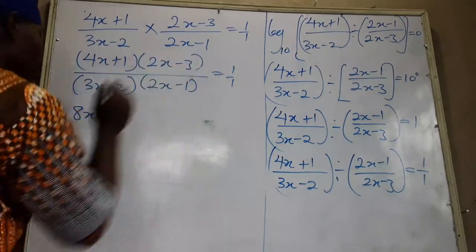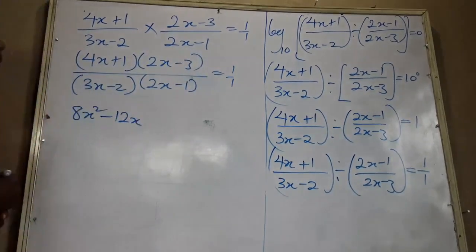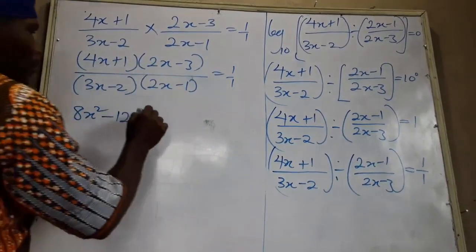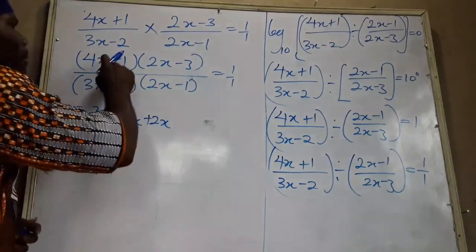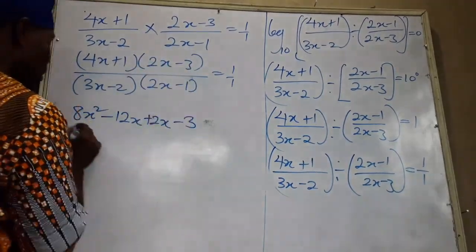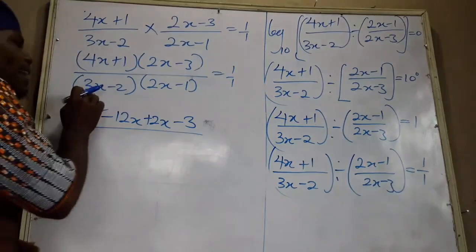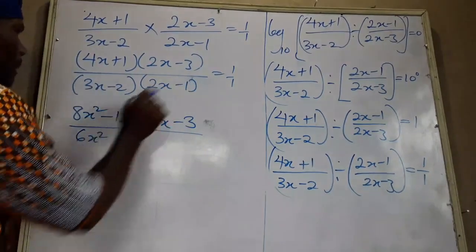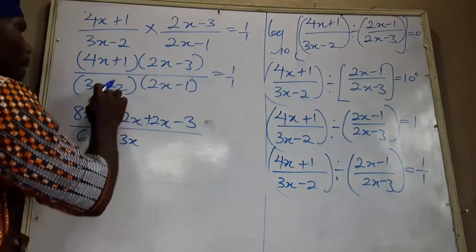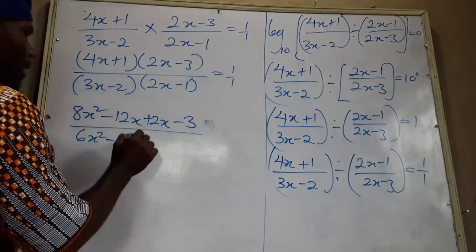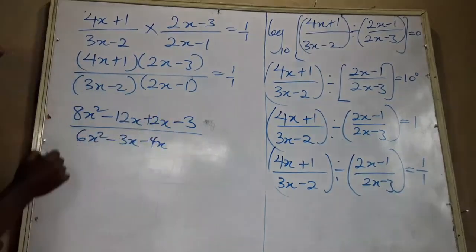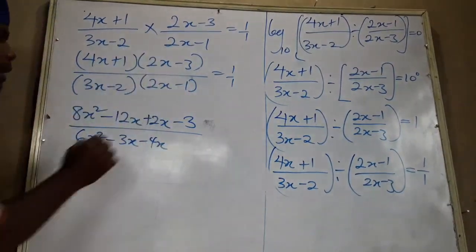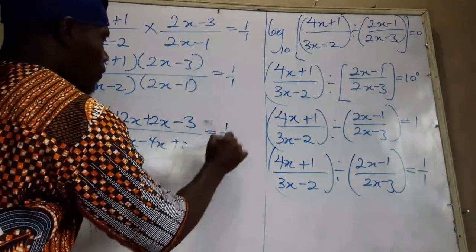4x times minus 3, minus 12x. Plus 1 times 2x, plus 2x. Plus 1 times minus 3, minus 3. 3x times 2x, 6x squared. 3x times minus 3, minus 1, minus 3x. Minus 2 times plus 2x, minus 4x. Minus 2 times minus 1, we have plus 2, is equal to 1 over 1.